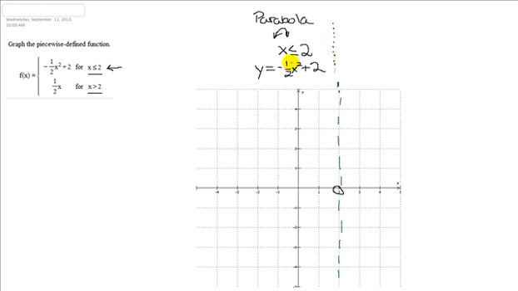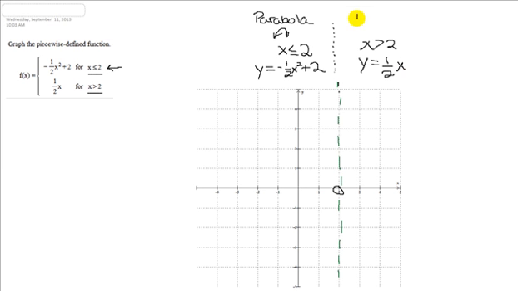Right now I'm just setting up a blueprint for the graph. I'm just sort of figuring out the layout here. On the right side of the dotted line, we have the x values that are greater than 2. And so the rule, according to this piecewise function, for x values greater than 2 is that y equals 1/2 x.